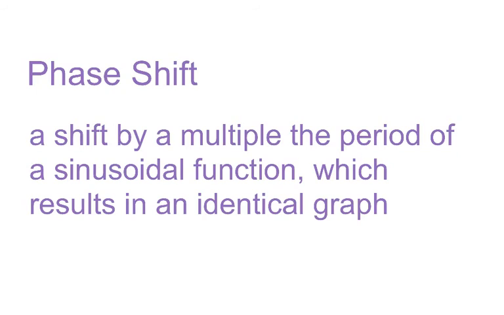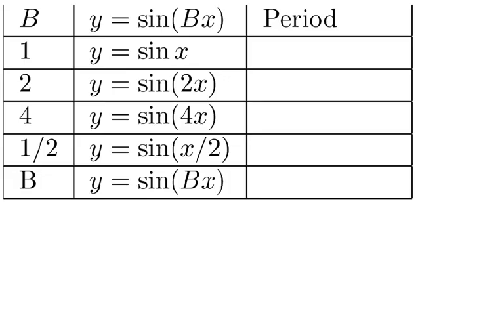This property is called a phase shift. So if you shift a periodic graph by a multiple of the period, then the new graph that you get will be identical to the old one. Now, before we discuss directly how our period is affected by our transformations, I want to look at a few examples. So the first one I want to look at is just the graph of regular sine of x. We know that the period of sine of x is 2 pi.